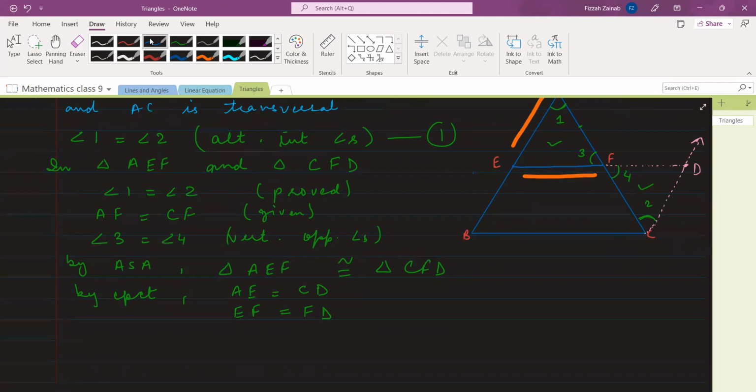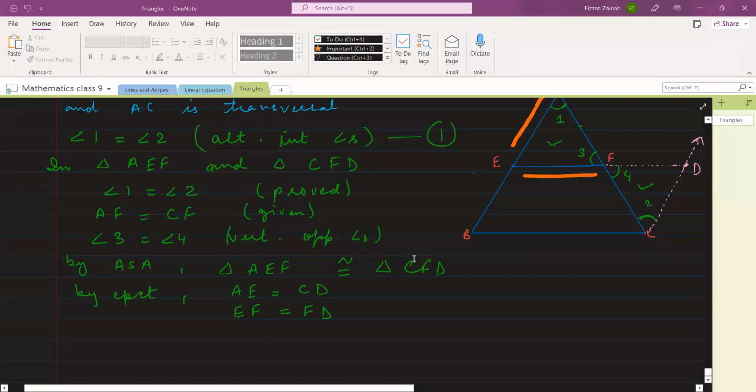Now if you look at the quadrilateral now, so in... just 1 minute, my OneNote has collapsed. Yeah, is my screen visible now? Yes, ma'am. Okay.